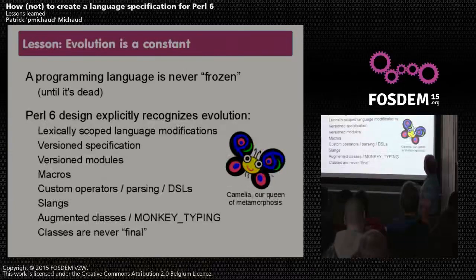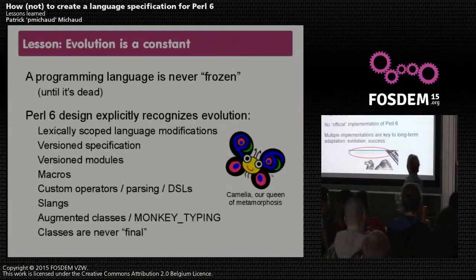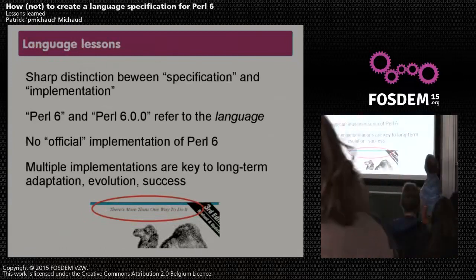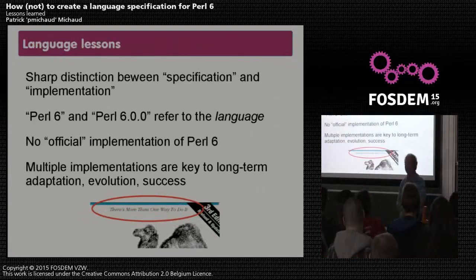So evolution is a constant part of languages, and your specification needs to be able to accept that. Another part of language design that Perl 6 gets correct is that we're making, unlike a lot of other places, a sharp distinction between our specification and our implementations. So the term Perl 6 always refers to the language. It never refers to the compiler, right? And that, again, is different from Perl 5.